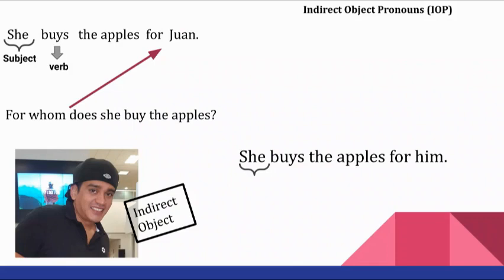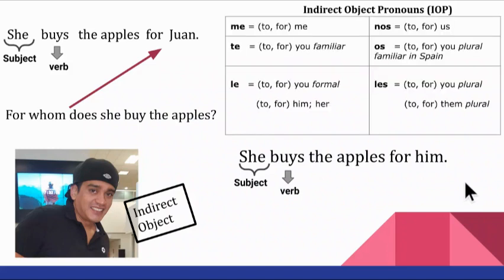So if from context I know already that I'm speaking about Juan, that Juan is receiving the benefit of she buying the apples, then I can say, instead of the name Juan, I can say him. So I have a subject, I have my verb, and if I look at my chart of indirect object pronouns, I can replace Juan for him. So now let's look at the equivalent en español.